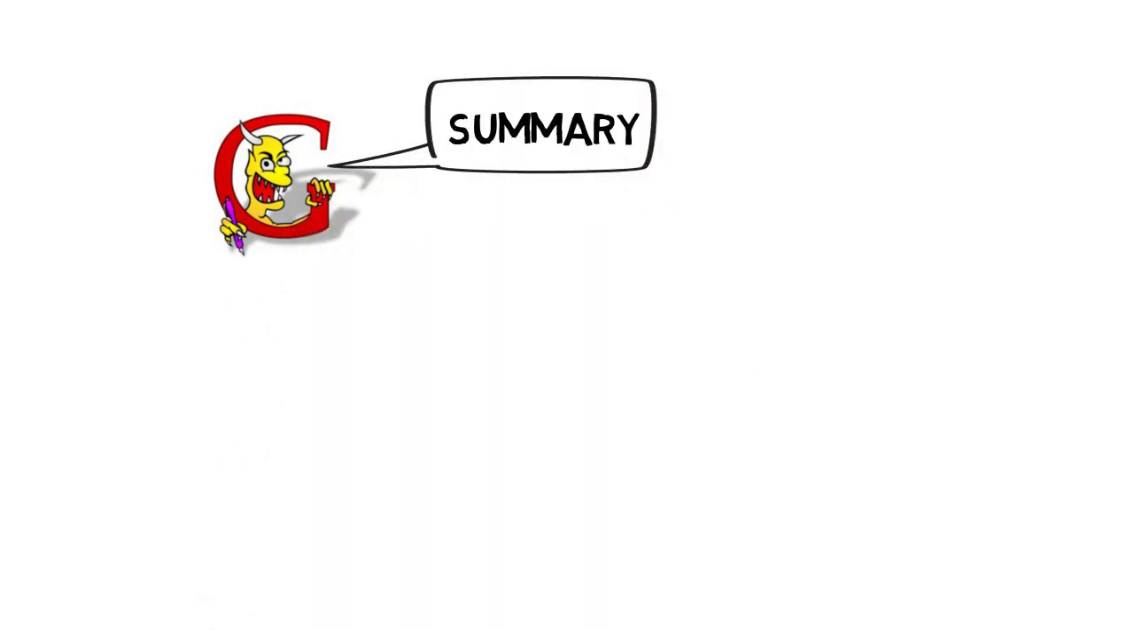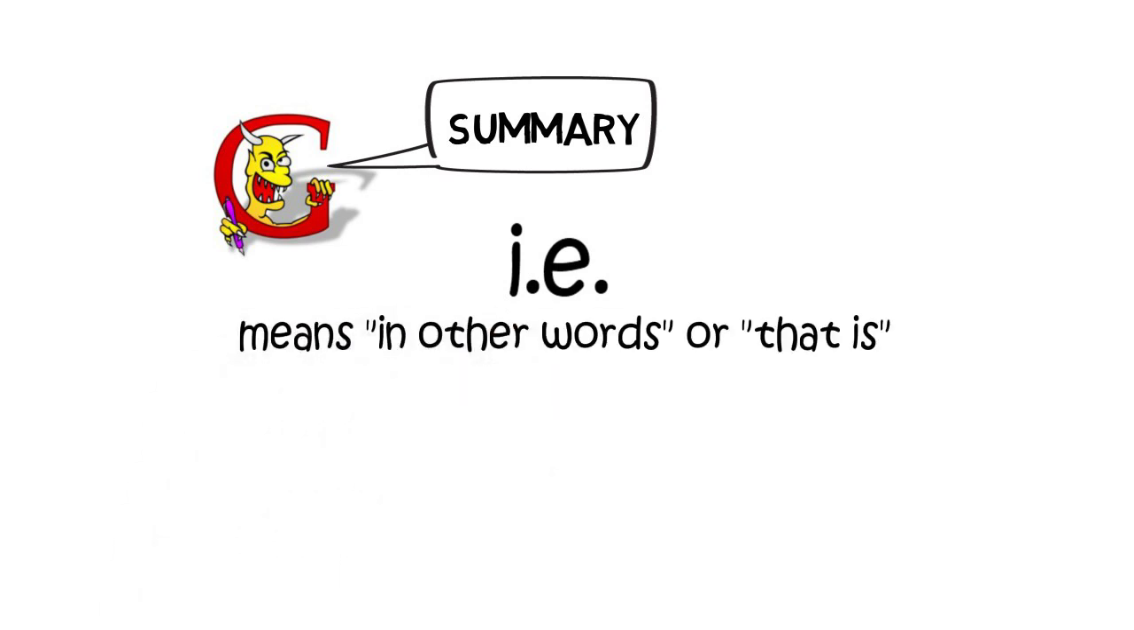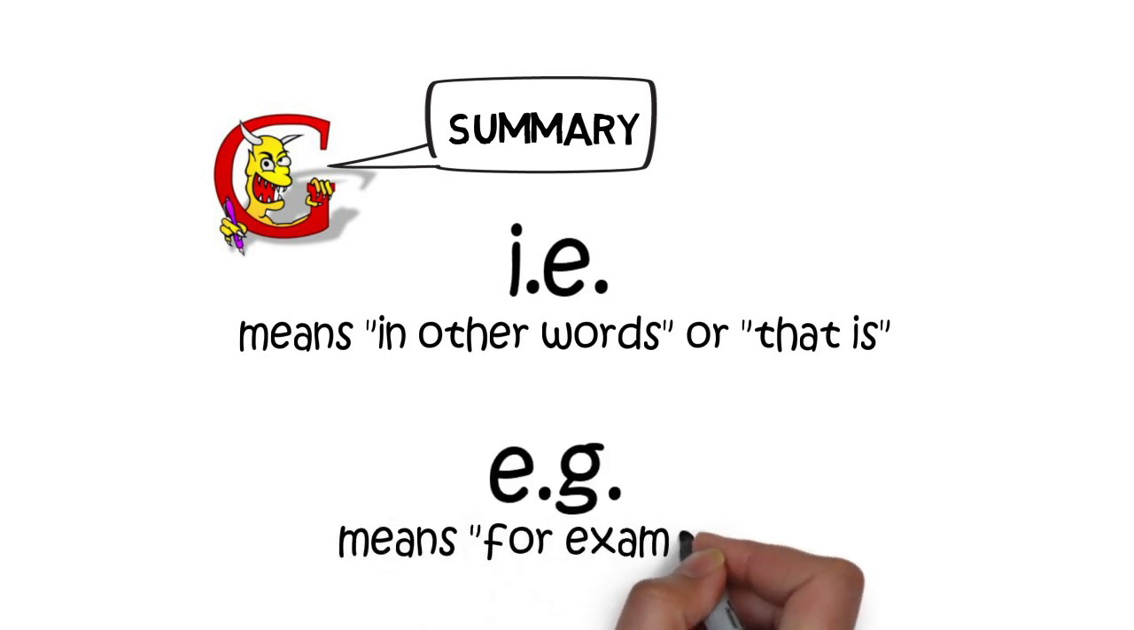So, in summary, i.e., id est means in other words or that is, and it's used to restate something that's previously mentioned. E.g. means exempli gratia, and it's used to give an example.